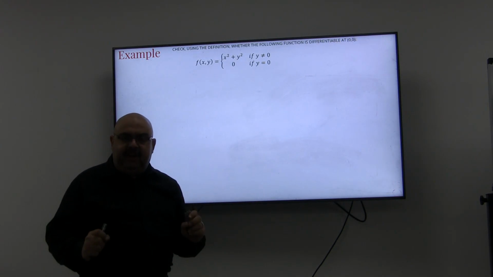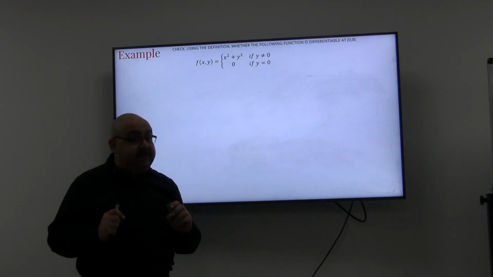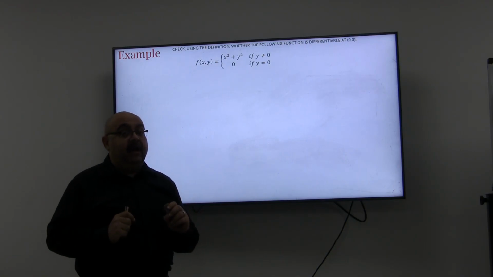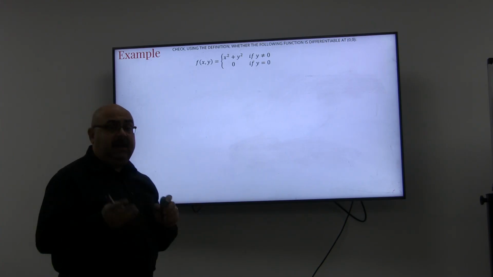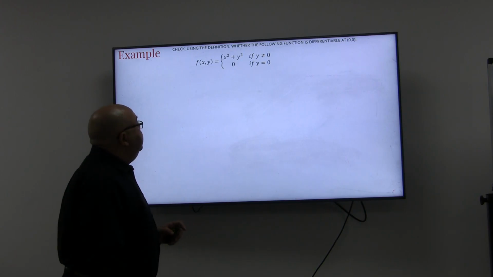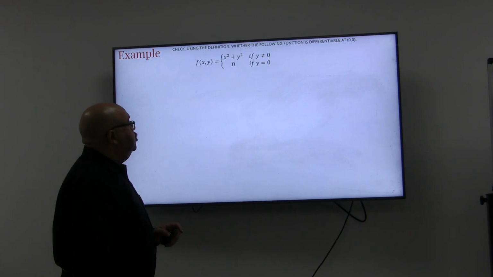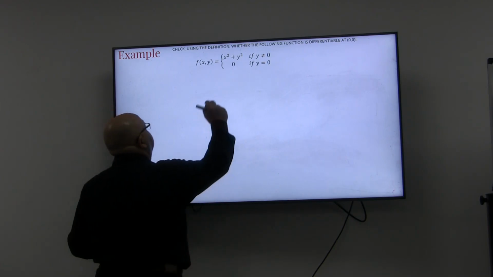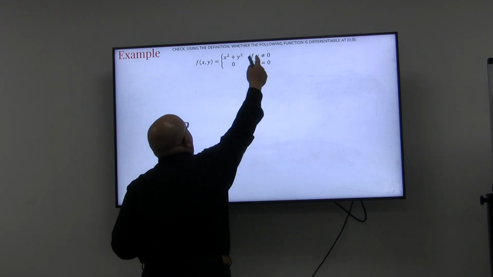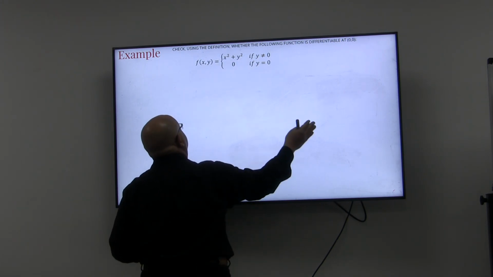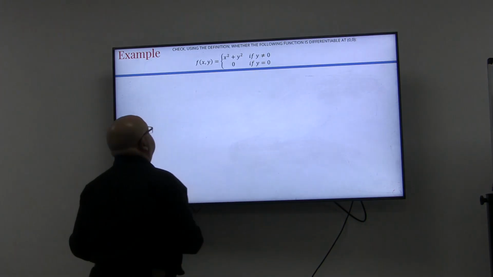We are in deep need of an example on this. Let's see this problem. I'm asking you to use the definition of differentiability to check whether the following function is differentiable at the origin or not. The function is a piecewise function defined by x squared plus y squared while y doesn't equal 0. But if y is equal to 0, the value of the function is equal to 0.